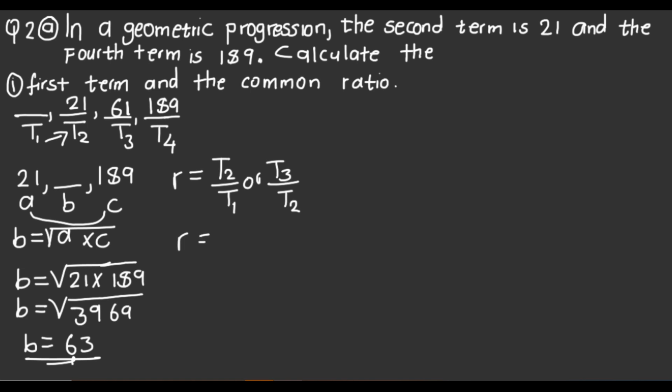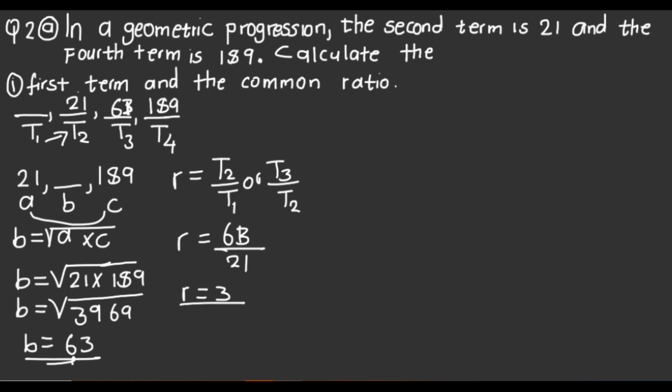Now, since we have the third term, we have it. So we'll say third term is 63. So easy, 63 over 21. 63 divided by 21 is 3. This is our common ratio.